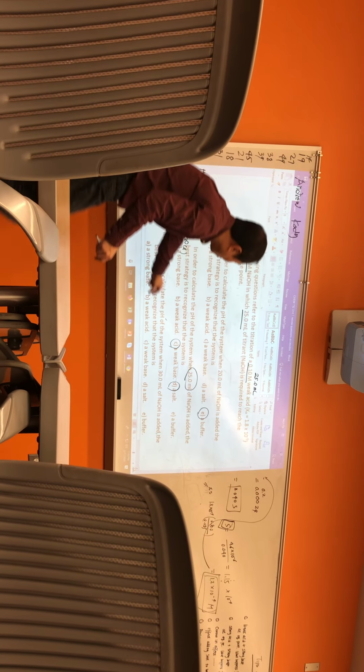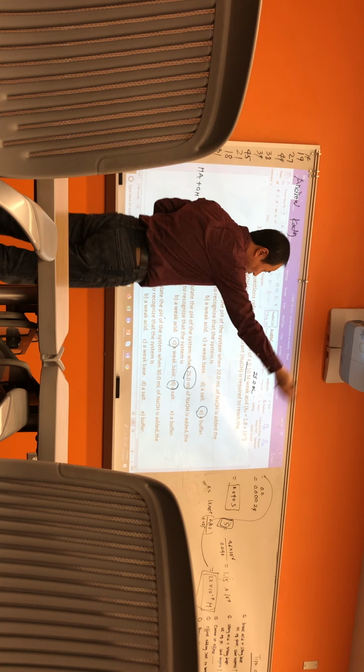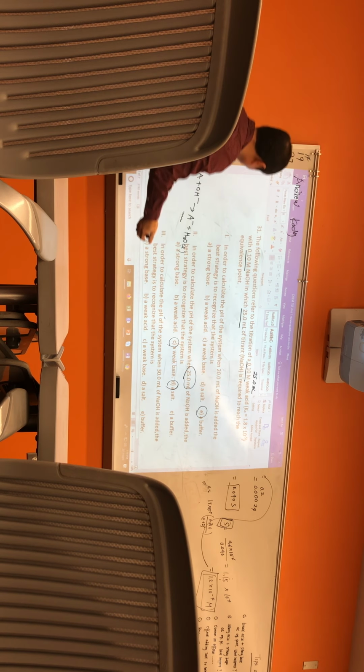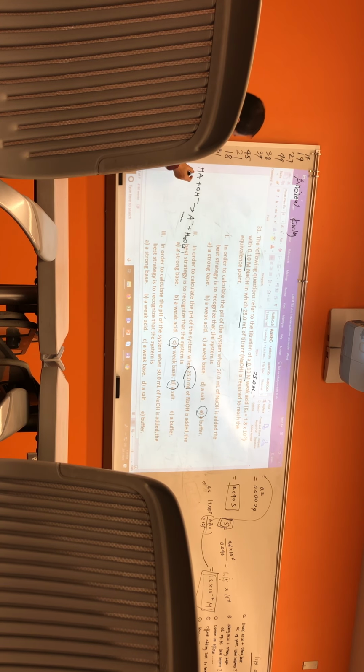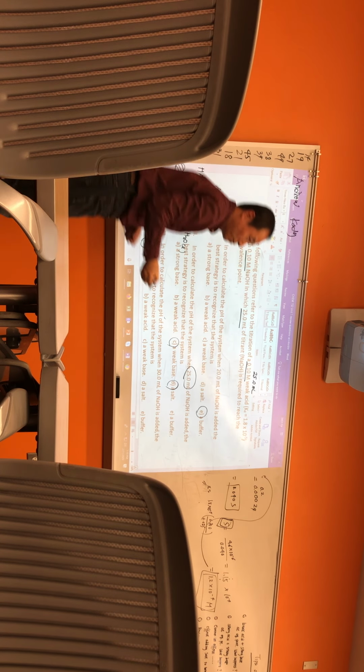Now this one adds more hydroxide, so you're beyond the equivalence point, which means you may have this much hydroxide and weak acid, but you have extra hydroxide. So if you use this much to cancel, you still have remaining hydroxide ion. So that will be just strong base. Strong base.